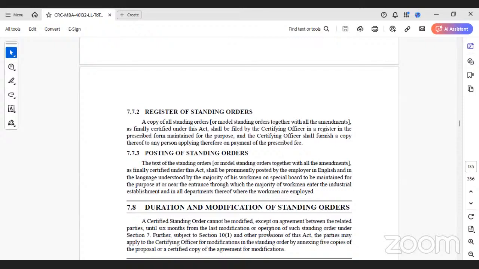And the posting of the standing orders by the employer in English and other major languages. Whatever the posting of the orders is, that should be posted by the employer in English and other languages, wherein the workman can see it visibly on the board. On the notice board, it has to be published, it has to be posted so that it is visible to every workman.